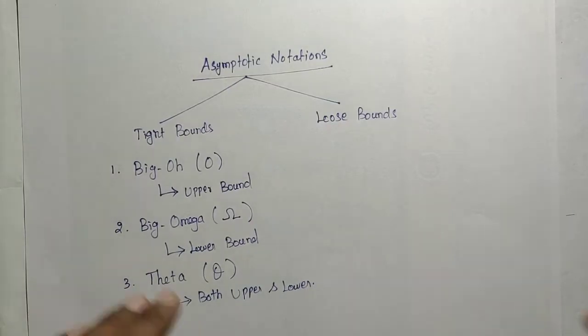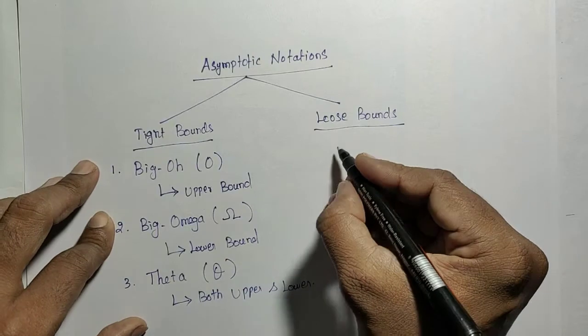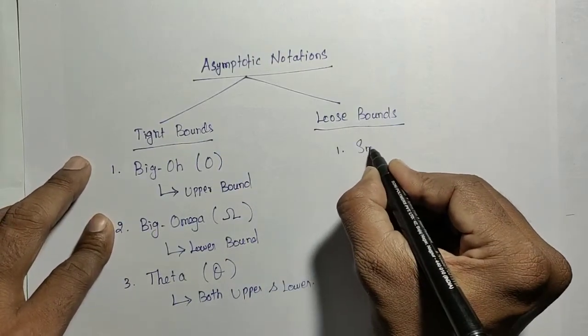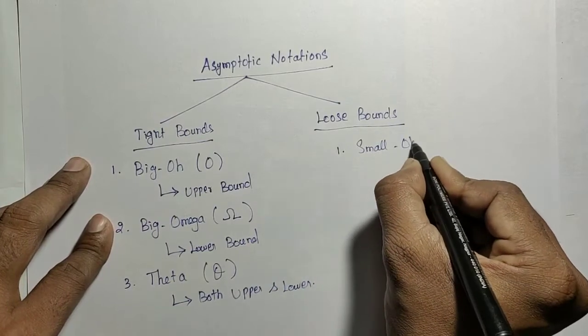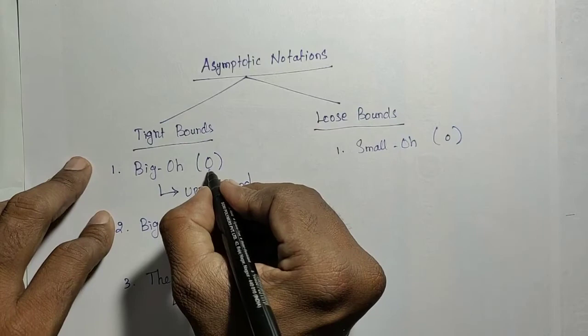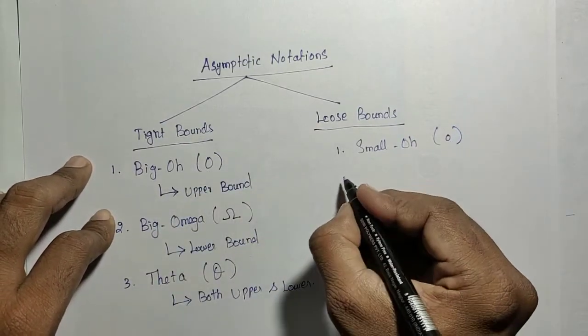In the loose bounds, as opposed to tight bounds, there are two categories. One is the small o, which is represented as a small o. This is a big O, a capital letter, and this is a small o, a small letter.